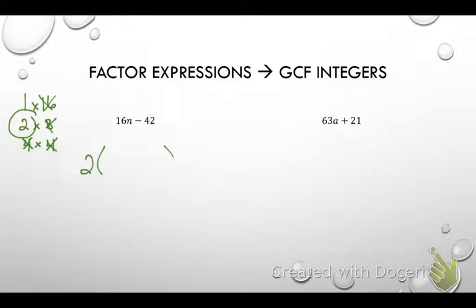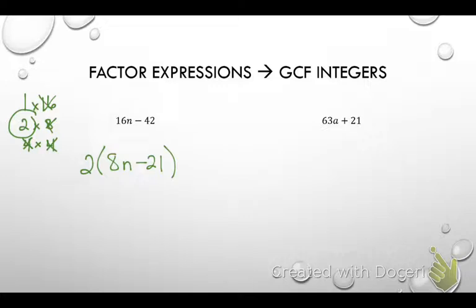And how do I figure out what's left inside the parentheses? How do I figure that out, Hadley? Do 16 divided by 2 and negative 42 divided by 2. Perfect. So 16 divided by 2 is 8, and then I need to bring down my n. And negative 42 divided by 2 is? Negative 21.